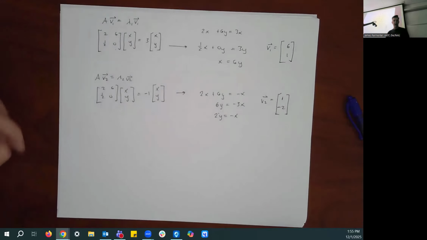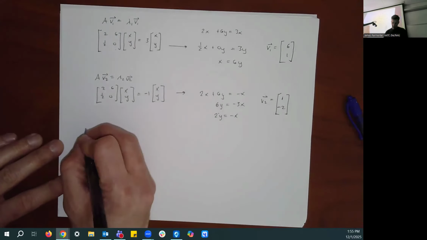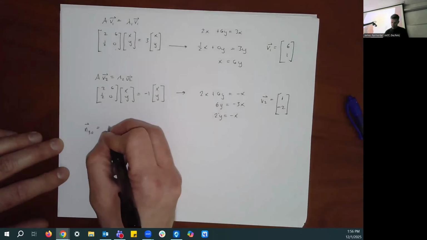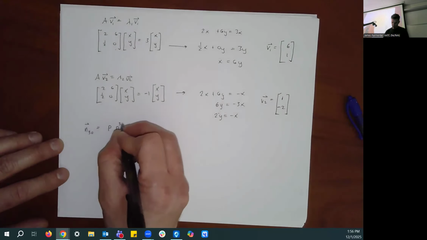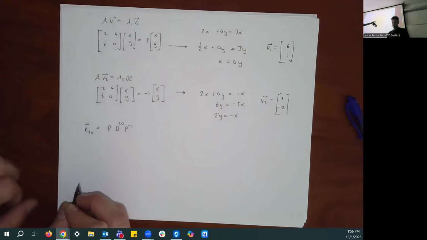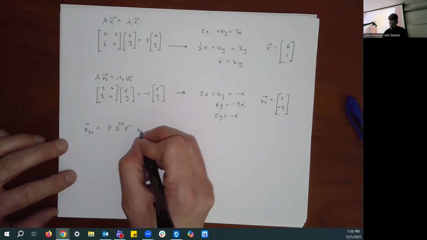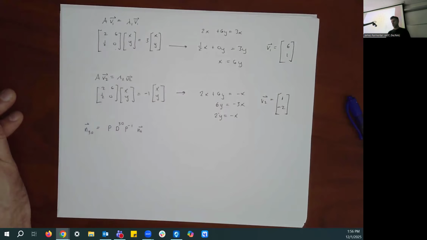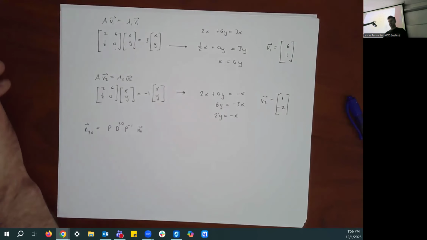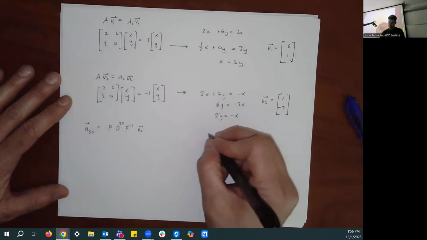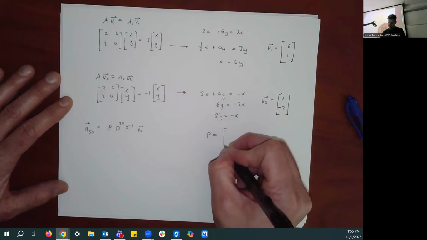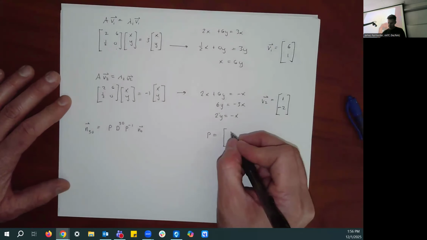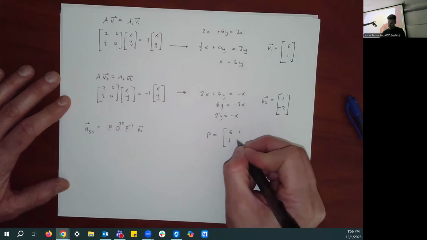Okay, so we're almost there. To find n30, we're going to calculate P times D to the 30th power times P inverse times n naught. We're almost there. I know it seems like we still have ways to go, but we're really almost there. So here's P. P is just the matrix of eigenvectors as columns. So 6, 1, 1, negative 2.